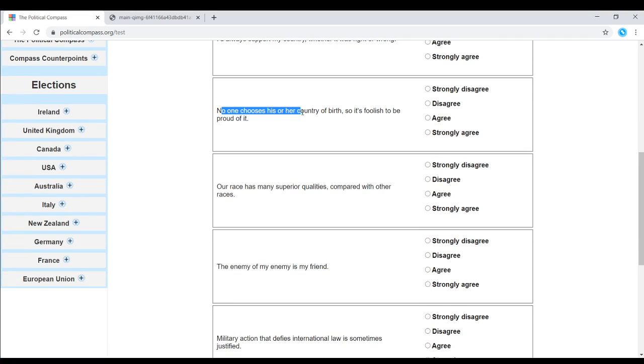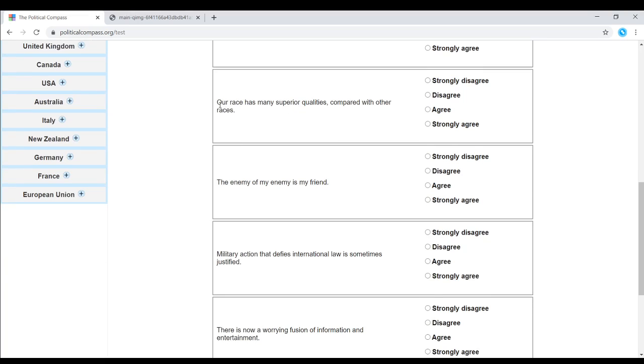No one chooses his or her country of birth, so it is foolish to be proud of it. I'm going to disagree with that. I think we should have some level of patriotism in society, but our allegiance should be primarily towards God and not to our country. But I think it's okay to be proud of what your country has accomplished. So I'll disagree with that.